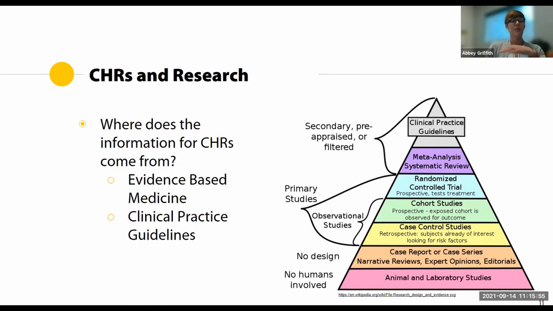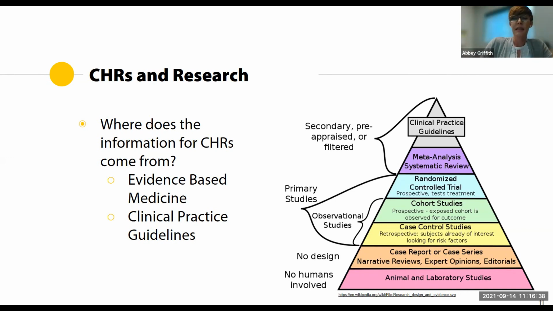So how do consumer health resources and research tie in together? It's important to think about where the information for consumer health resources are coming from. The ideal is that they're coming from evidence-based medicine and clinical practice guidelines. That is the peak of our research pyramid, right? That's what we aim for, that's what we strive for, and that's where we want that information coming from for two reasons. One, we want our doctors and our clinicians to be using these clinical practice guidelines in evidence-based medicine in healthcare. And we want those patients to be having access to that information in a way that they can understand it as well.